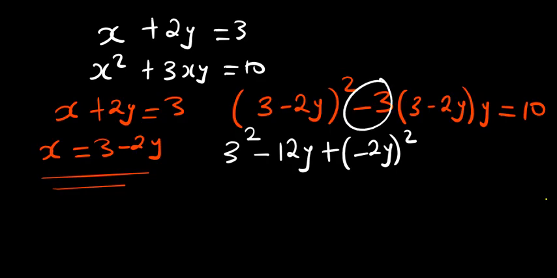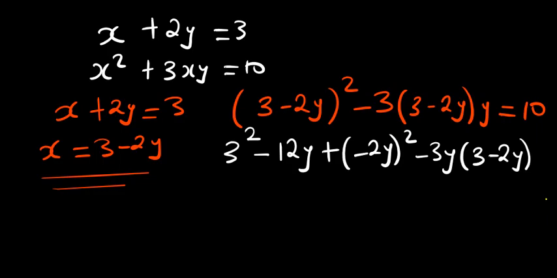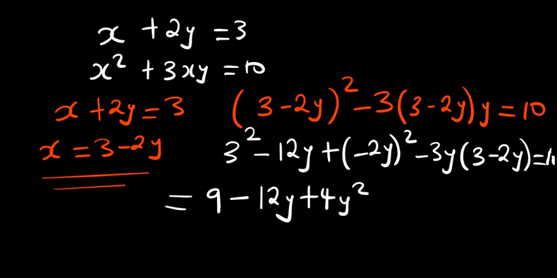Then we've got a negative 3 here multiplying with the y, so I'm going to have negative 3y. Then I'm going to have 3 minus 2y is equals to 10. Okay, then from here we just now solve 3 squared, that is a 9, minus 12y. Now this squared there, when we square these numbers, what are we going to get? Negative 2 squared in the brackets, that will be positive 4. Then we're going to have y squared.